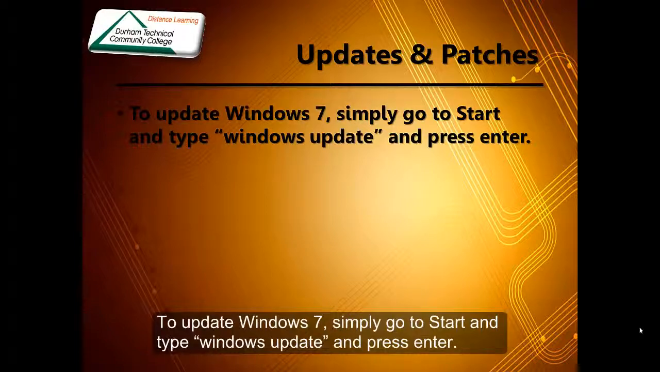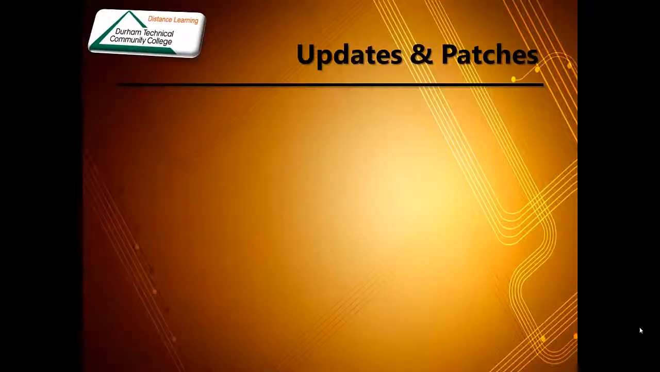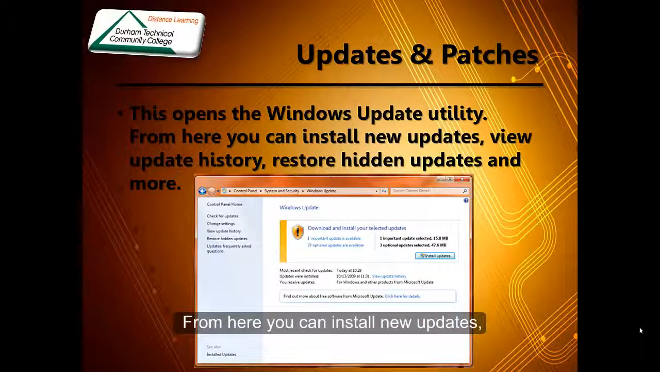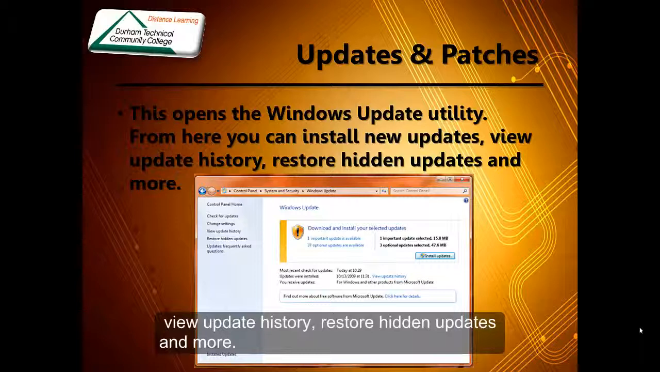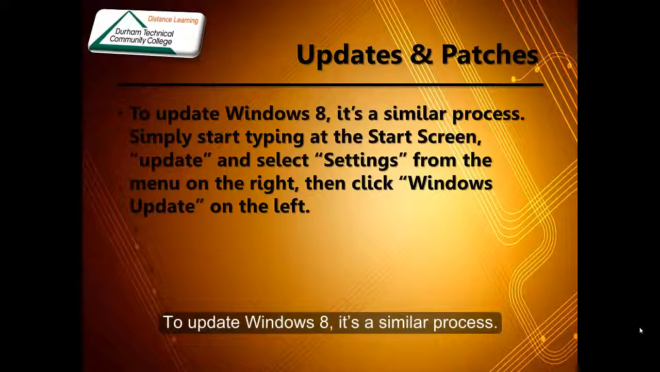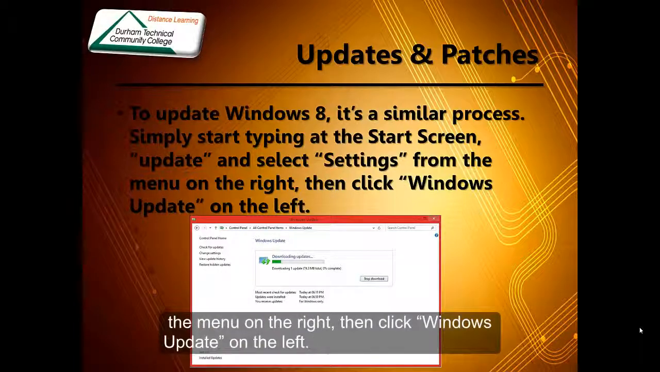To update Windows 7, simply go to Start and type Windows Update and press Enter. This opens the Windows Update utility. From here, you can install new updates, view update history, restore hidden updates, and more. To update Windows 8, it's a similar process. Simply start typing at the start screen, Update, and select Settings from the menu on the right, then click Windows Update on the left.